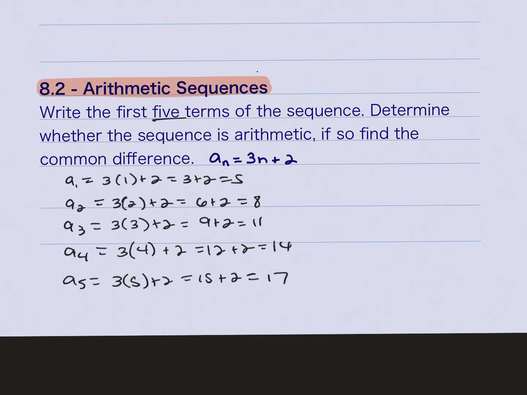So the first 5 terms, which again I shortened to 4 on your test, are these, okay? Are they being increased or decreased by the same number each time? Yes. What would D be? So yes, it is arithmetic. What's D? 3. And so if I wanted to write, oh, that's all it said, right? Determine the common difference. That's it.